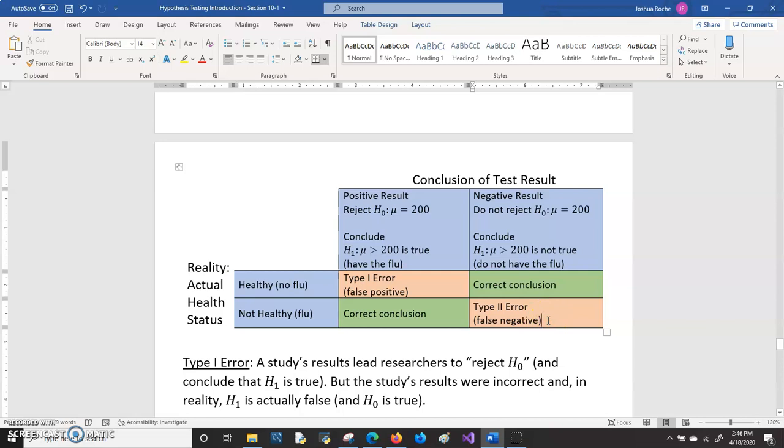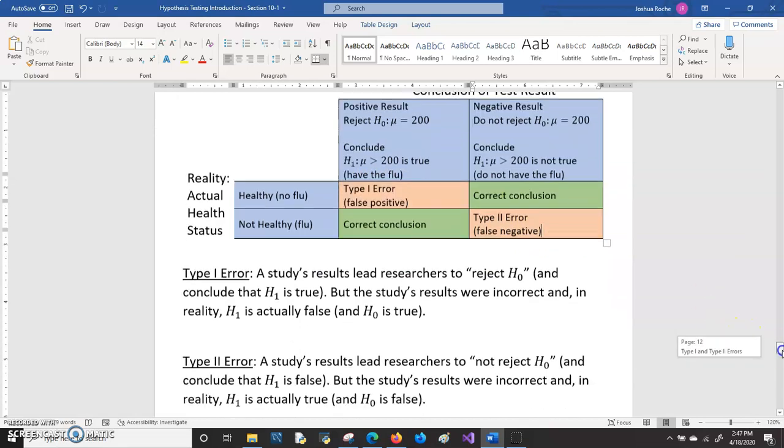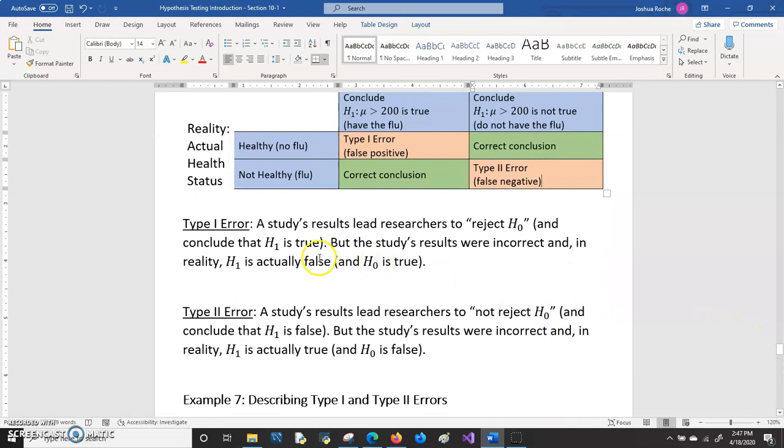There's a chance that that could happen. So that is what a type 1 and a type 2 error would mean. Here are the definitions for type 1 error and type 2 error.